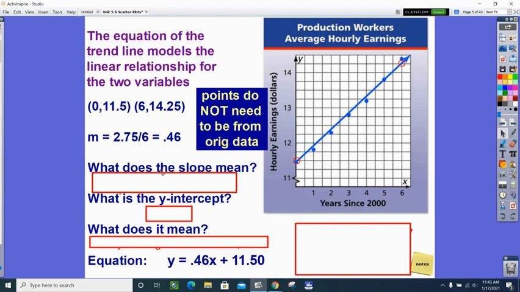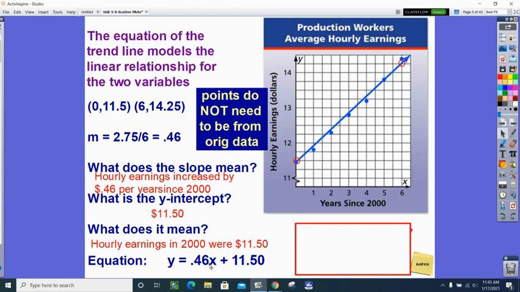Next up, what does the slope mean? What is the 0.46 in terms of this problem? And what it's saying is that there is an increase by 46 cents every year. Oops, have a little break there. Every year since 2000. So every year, 46 more cents per hour. Now, what is the y-intercept? We already said that was the 11.50. And what is that? That would have been the amount of money that they were earning in 2000.